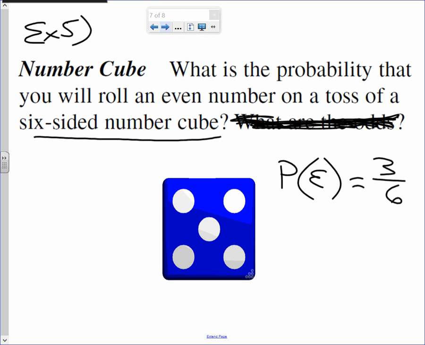If I type that in the calculator and make it into a percent, that's 50%. There's a 50% chance that you'll get an even number. The decimal would be 0.5. You just put a 0 in the hundreds place. You've got a 50% chance. So is it likely or unlikely?